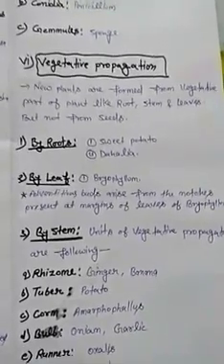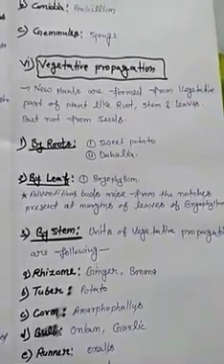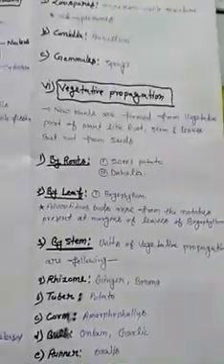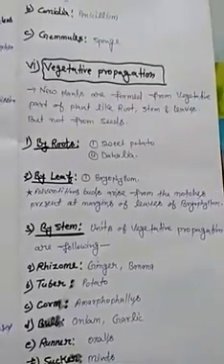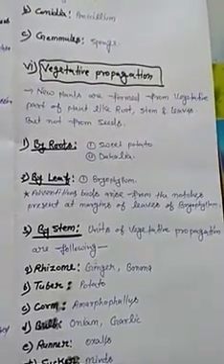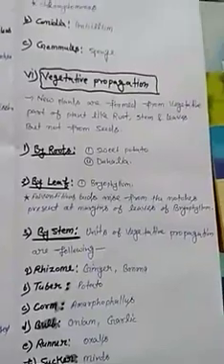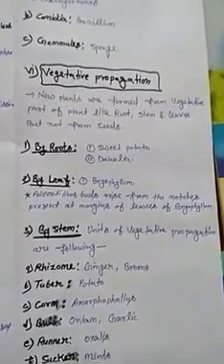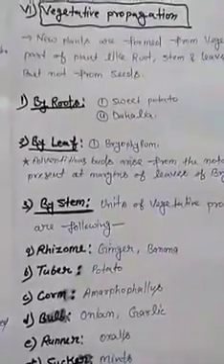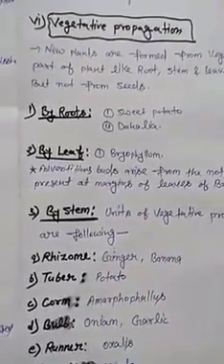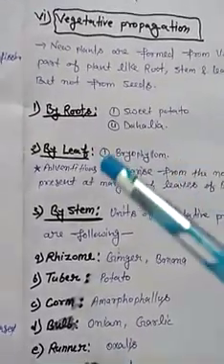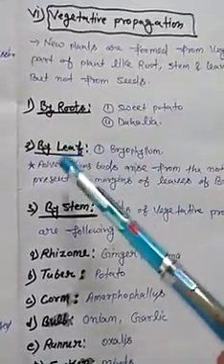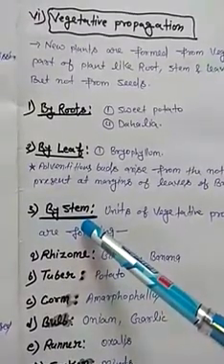Seed is not part of the vegetative part. Seed is the product of sexual reproduction, so seed is considered the reproductive part of the plant. So the vegetative part of the plant is root, stem and leaves. The new plant is formed from roots, from leaf and from stem.